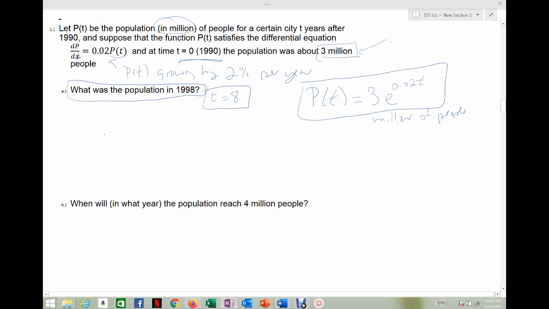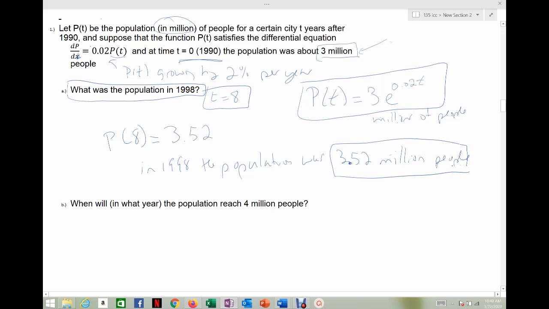All right, so the first question is just asking you to find the population after 8 years. So population in 1998. So again, just take my 8 and plug it into this equation. And I'm just going to round a couple decimal places. So if you plug 8 in, it comes out 3.52. Remember, always put units. And so in 1998, the population was 3.52 million people. Right? Those would be the units, million people.